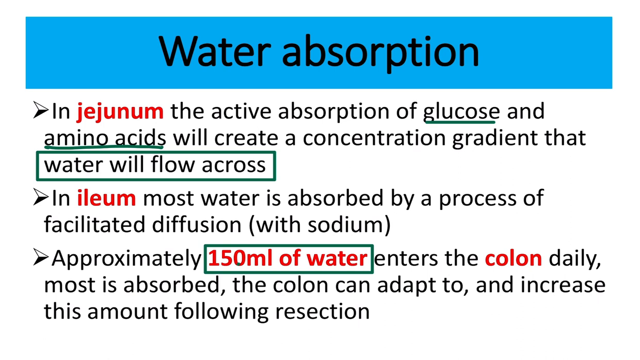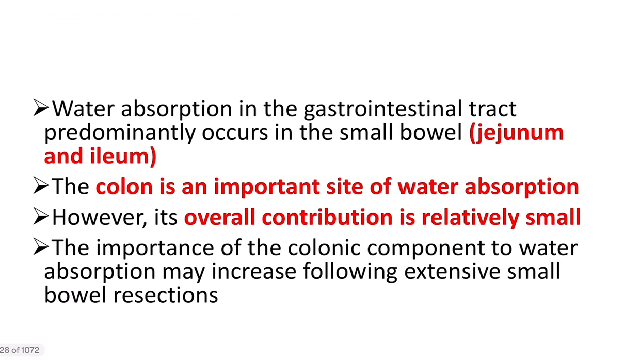But there is a misconception that the colon absorbs most of the water, and that is not true. The main function of the colon is absorption of water, but not most of the water. Most of the water is absorbed by the jejunum. Water absorption in the gastrointestinal tract predominantly occurs in the small intestine. Predominantly, this is important, means that most of the water is reabsorbed in the jejunum and ileum, mainly in the jejunum. The colon is an important site of water reabsorption, but its overall contribution is relatively small.